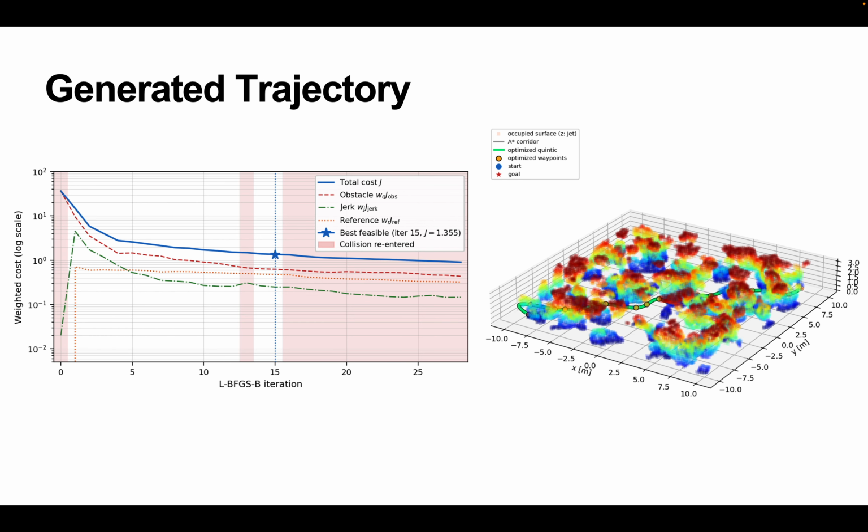This slide shows the generated trajectory after optimization. The optimizer reduces the total cost significantly and removes the initial collision samples. In the 3D visualization, the optimized trajectory passes between obstacles while maintaining a smooth curve. This shows that the method can produce a collision-free and dynamically feasible trajectory.